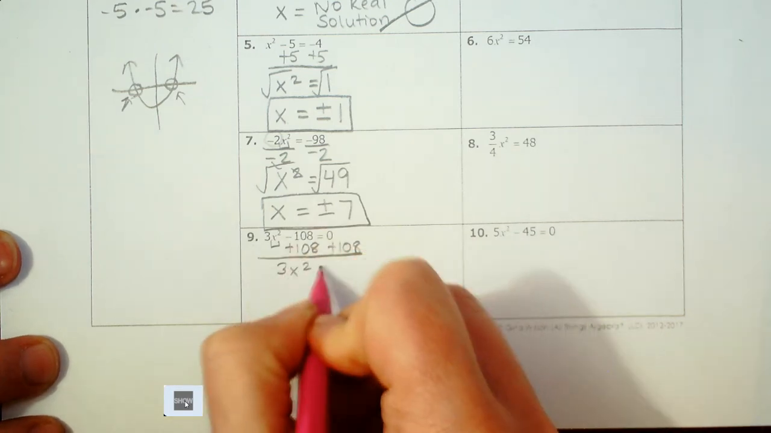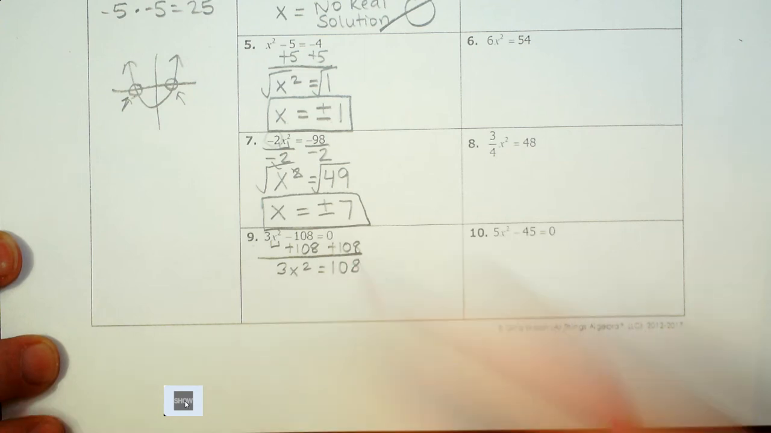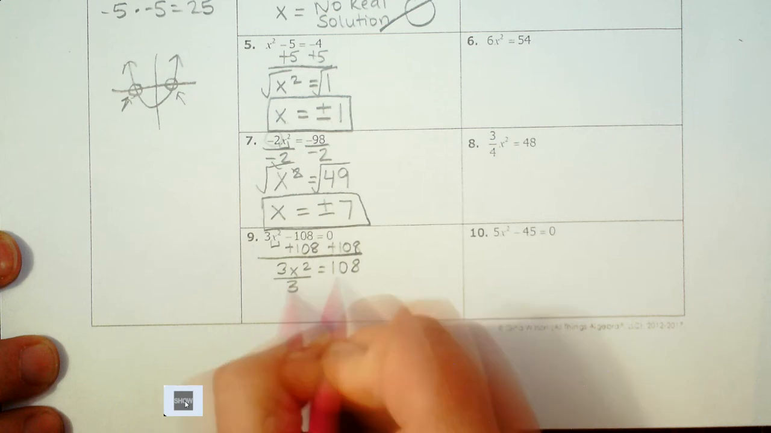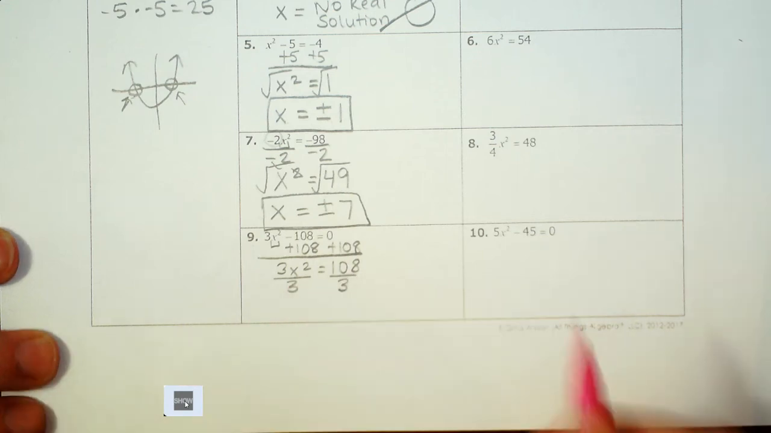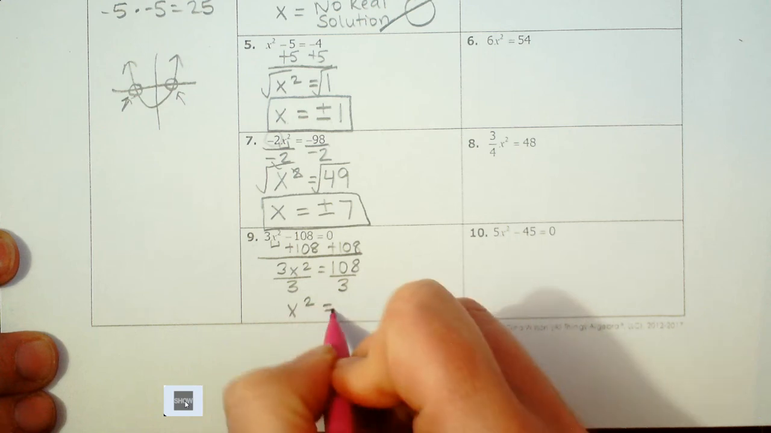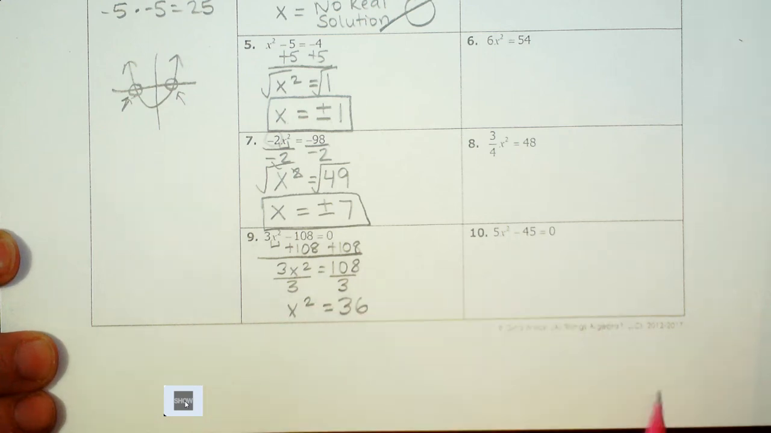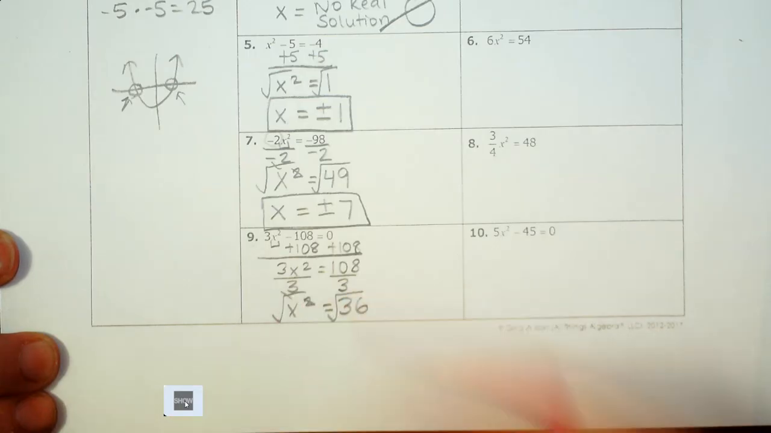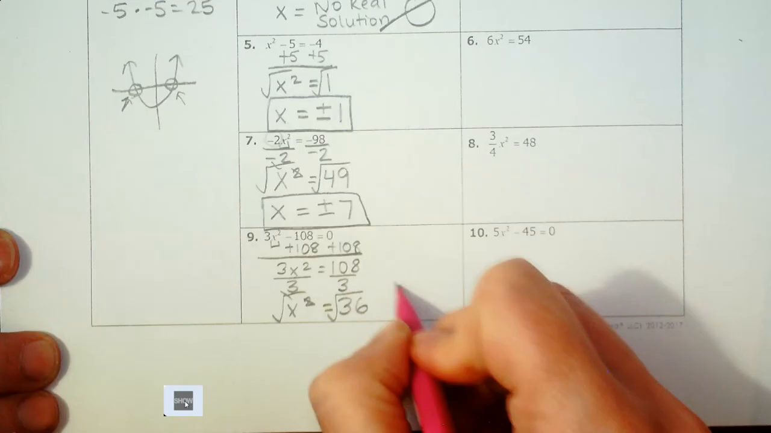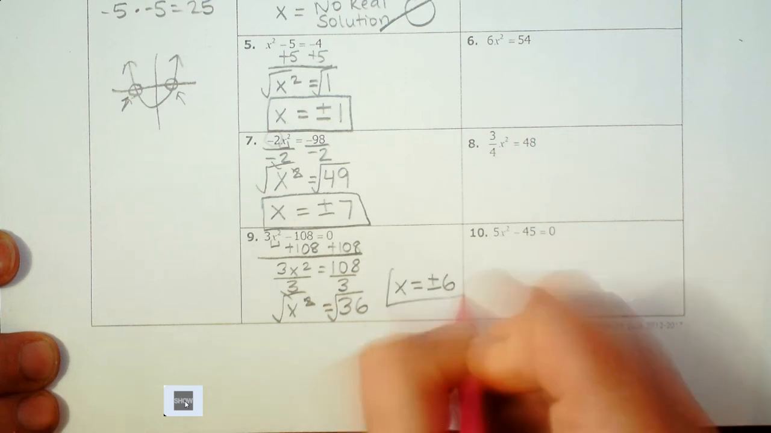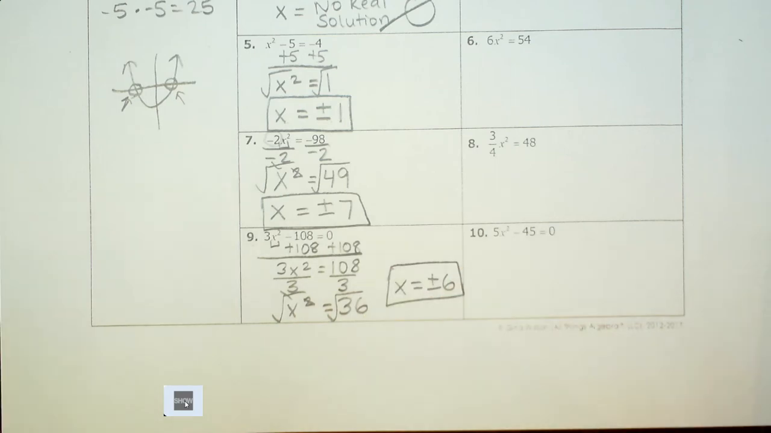3x squared equals 108. And we still got to get the x squared by itself. So divide by 3 to get rid of the best friend. X squared equals 36. Square root, a square and a square root cancel. X equals positive and negative 6. Make sure you're including the positive and the negative.